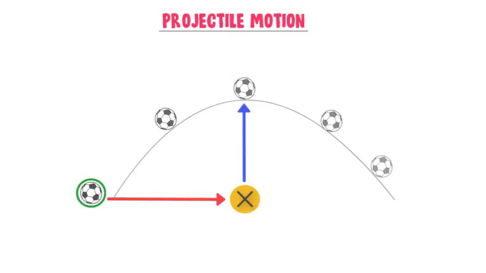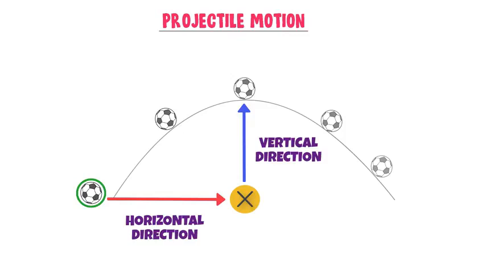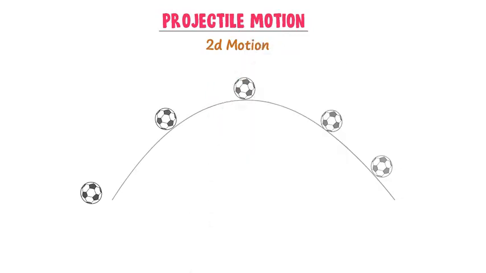With respect to its initial position, we say that the ball is moving in horizontal direction as well as in vertical direction. Let me repeat it. The ball is moving in horizontal direction as well as in vertical direction. In physics, such type of motion is called 2D motion because an object moves in x direction as well as in y direction. Therefore, we say that the projectile motion is 2D motion.